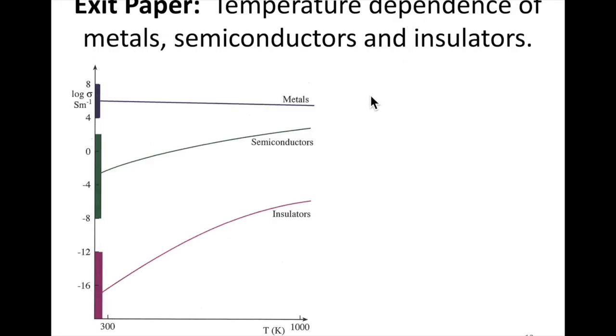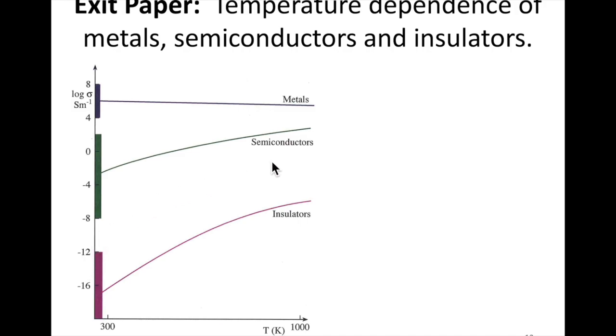All right, so here is a nice plot showing the temperature dependence of conductivity for metals, semiconductors, and insulators. You'll notice that here again we're dealing with log conductivity, because we're dealing with such drastic changes in conductivity. And you'll see a curve for each of those classes of materials. Temperature is on the x-axis and the log of the conductivity on the y.